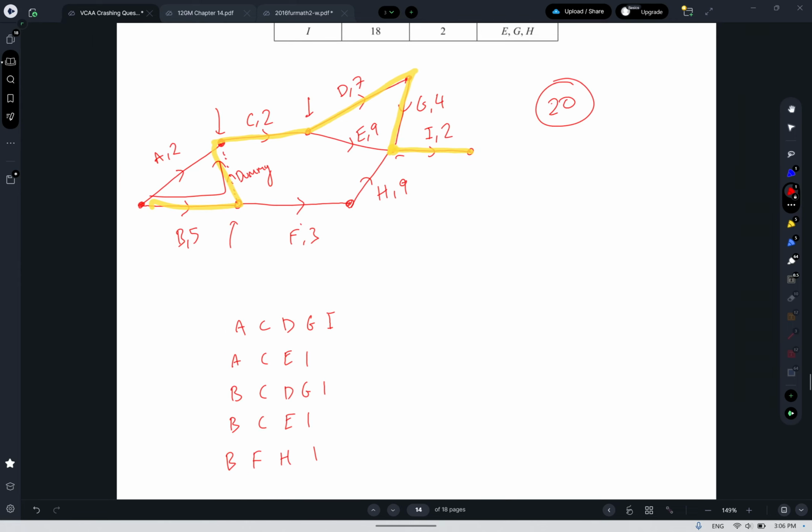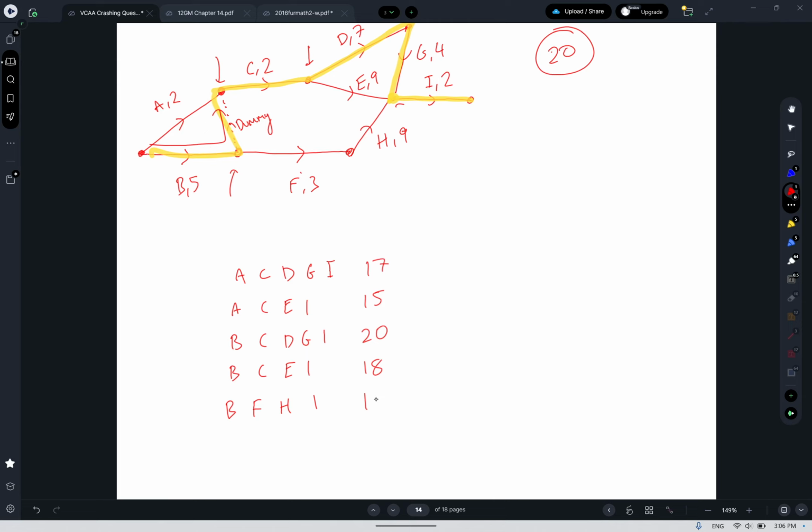So we know the ACDGI route is 20. The ACEI route is 4 plus 11, which is 15. The BCDGI is 20. The ACDGI route is going to be 17. The BCEI route is going to be 5 plus 2 is 7, plus 11 is 18. And then the BFHI route is 5 plus 3 is 8, plus 9 is 17, plus 2 is 19.